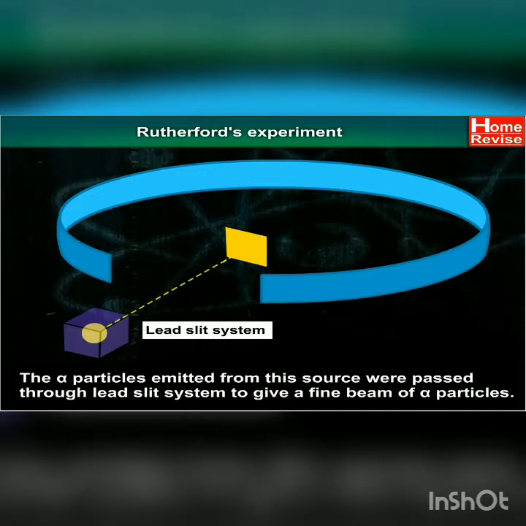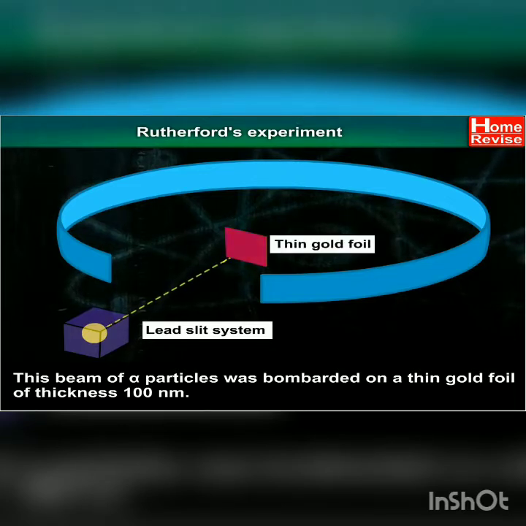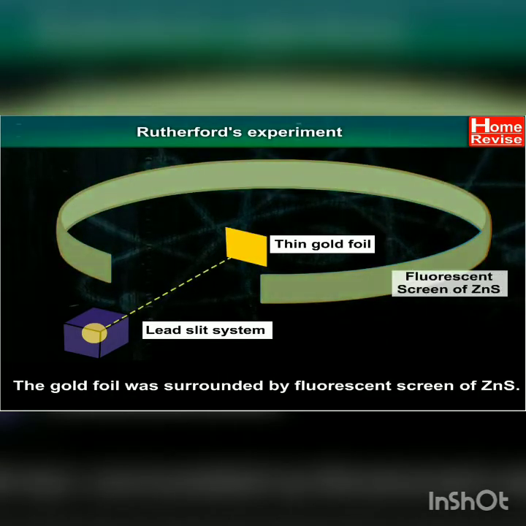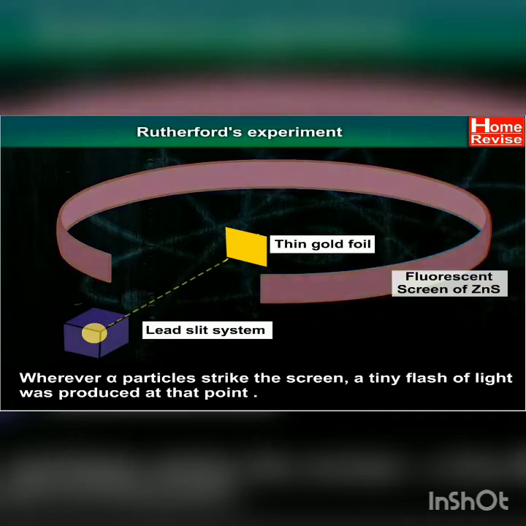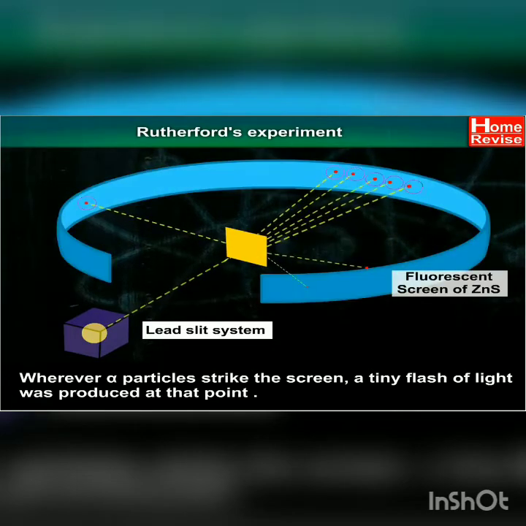This beam of alpha particles was bombarded on a thin gold foil of thickness 100. The gold foil was surrounded by fluorescent screen of zinc sulfide. Whenever alpha particles would strike the screen, a tiny flash of light was produced at that point.